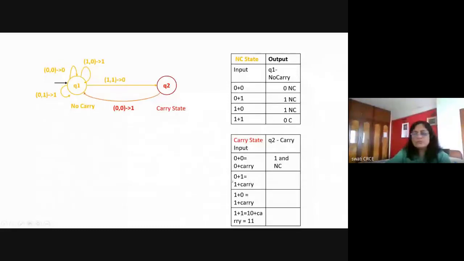Okay, now for 0 plus 1, the answer is equal to 1, but the machine is in the carry state, so carry is added. So it becomes 1 plus 1, which is equal to 0, and a carry is generated. So the output generated is equal to 0, and the carry is generated, so it will remain in the carry state.